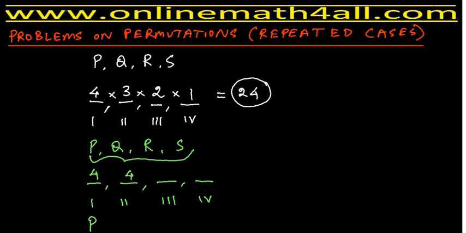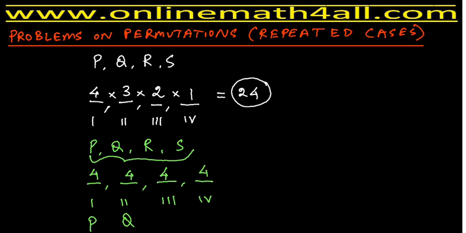So one of the letters is fixed in the second blank. For example, say Q. So P is fixed in the first blank, Q is fixed in the second blank. Even though P and Q are fixed in the first and second blanks, they can be considered again for the third and fourth. So for the third blank we have four options again. So we write 4. One of the letters will be fixed in the third blank, but again it can be considered for the fourth. So for the fourth blank also we have four options.